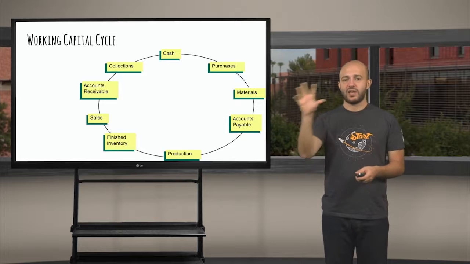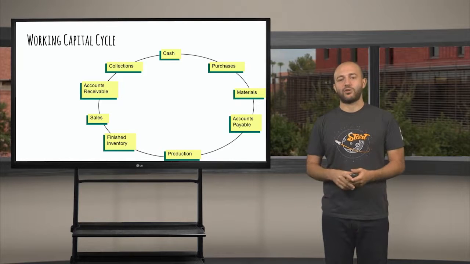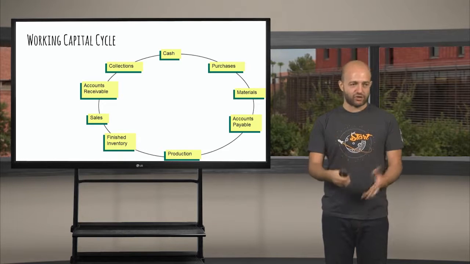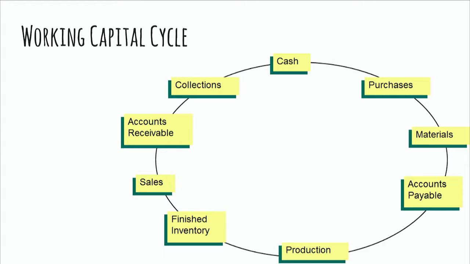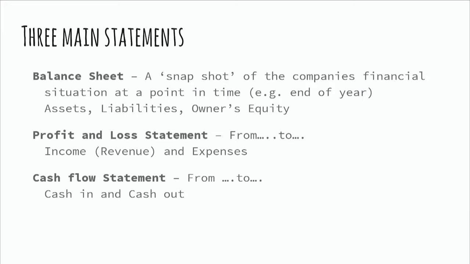So in terms of a general capital cycle, you have cash, you can do some purchases, you have some materials if you're a product business, you have some accounts payable that you have to pay, then you do some production fees, then you have some finished inventory, then you have some sales on account receivable and collection. So you can see all these different things come together, and that's how the cash is going to flow in your business. Some of it's going to go out, some of it's going to come in, but understanding those principles allows you to operate your business in a better way.